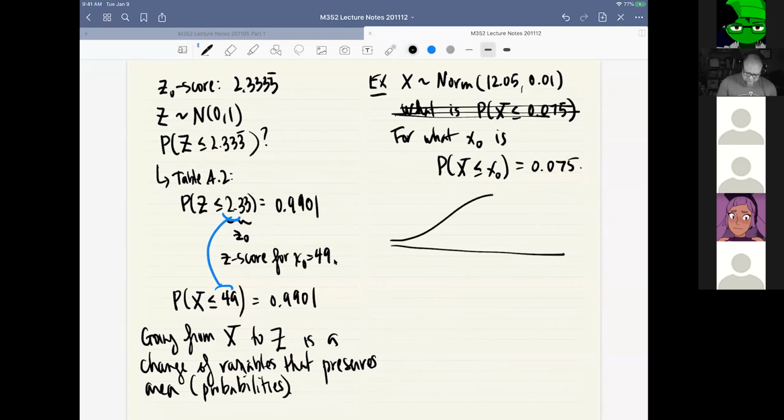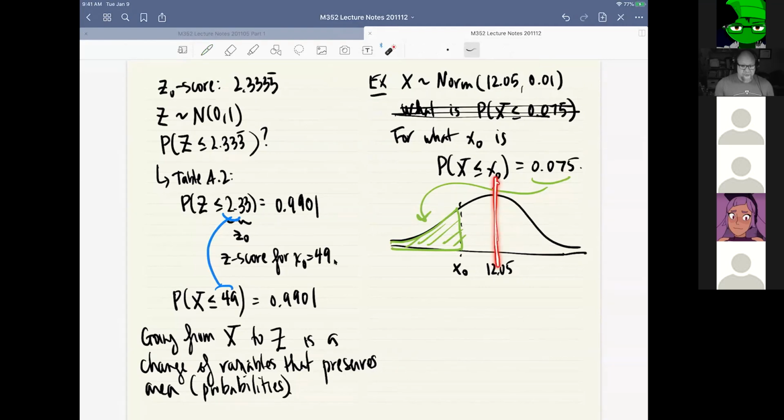Geometrically, I want to find an x naught here where the area to the left of it is 0.075. And I know my x naught is to the left of 12.05 because at 12.05, the area to the left of it is 0.5, right? This is the middle. This is the mean. This is the median. The distribution is symmetric. So if the total area under the curve is 1, then this is exactly half. My number here is less than 1/2, so I know my x naught is less than 12.05.